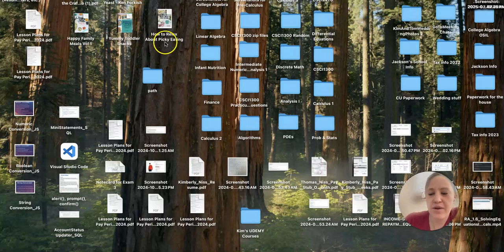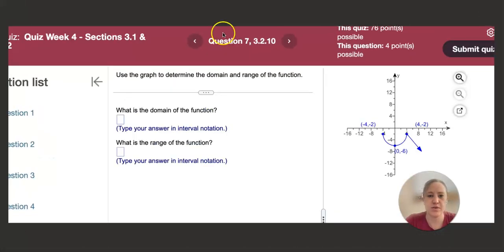Hey guys, so I wanted to make a video about a problem from quiz week 4 that seemed a little bit trickier. So I wanted to go through it today and show you how to solve it. It's this problem here where you use the graph to determine the domain and range of the function. Again, this was quiz week 4, which covered sections 3.1 and 3.2.